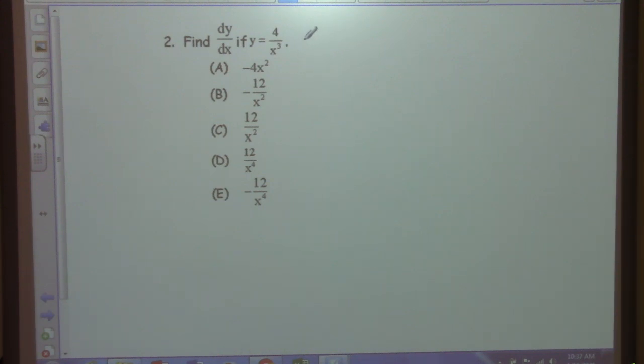Oh, you have to add it. Because what we have is 4x to the negative 3 power, and you take the first derivative of this, you're going to have negative 12 x to the negative 4 power. I forgot to add it. I subtracted it. So negative 12 over x to the 4th, so it's E. Okay, that's not that hard, is it?